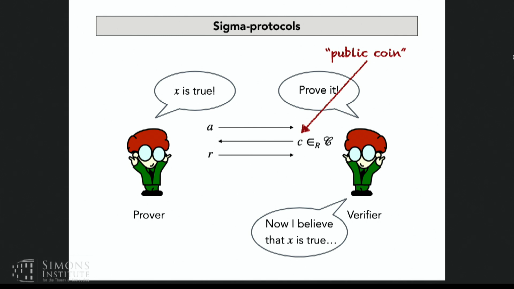This property that the verifier chooses the challenge at random is called public coin. One of the security properties we want, which lets the verifier conclude the truth of x, is called soundness. Now the Fiat-Shamir transformation, as I said, takes such a protocol and makes it non-interactive. So how does this work?